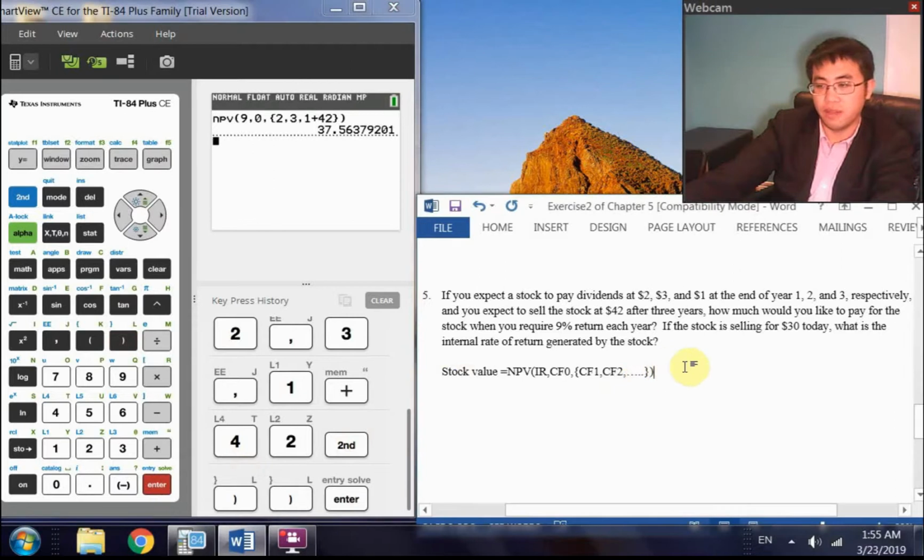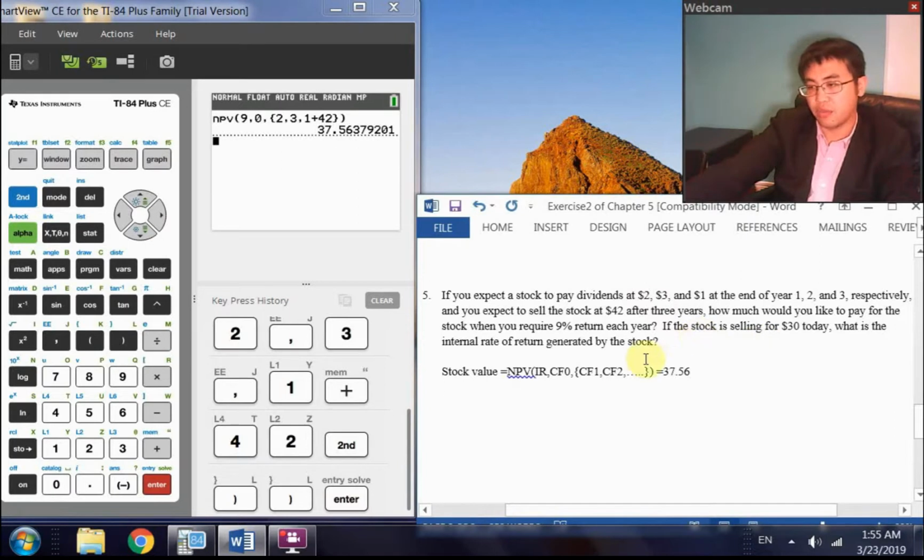So your NPV in this case is $37.56. Okay, so that's how you get the NPV, and that basically is your estimation for the value of the stock. So you think the stock is worth $37 when you require a 9% return to be paid to you.